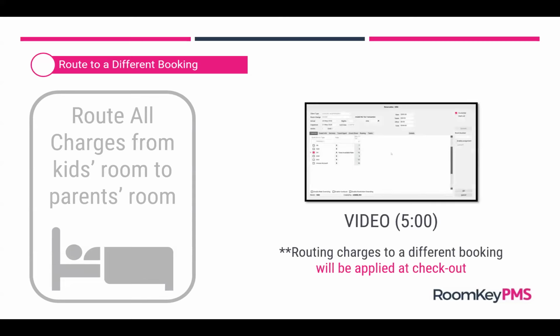Now, just a reminder, with this video, it's a little bit longer because it does show the process of creating those bookings, including the routing instructions. And then just a reminder, when you are setting up routing to a different booking, routing charges to a different booking will occur at the time of checkout. So we will post some charges. You'll see them appear in the separate guest folios, and then at the time of checkout, you'll see those charges then route to the parents' room in this example.